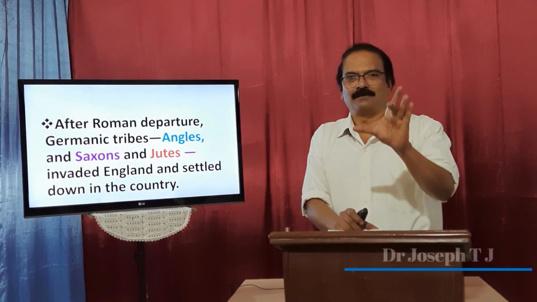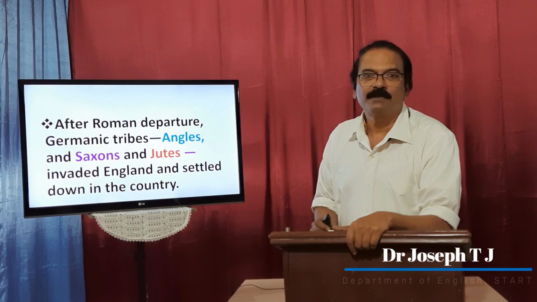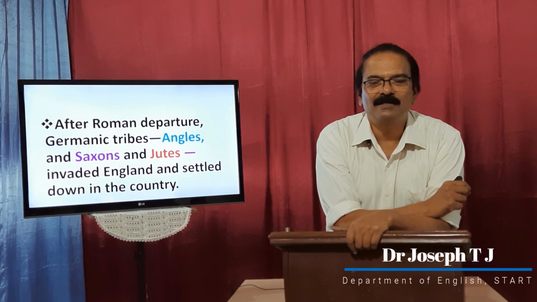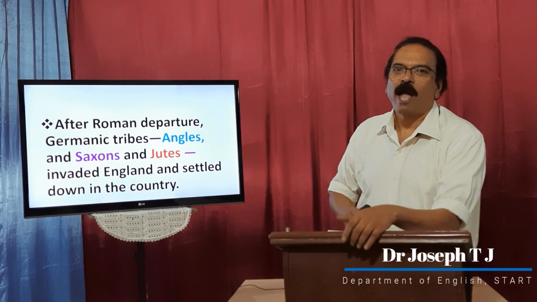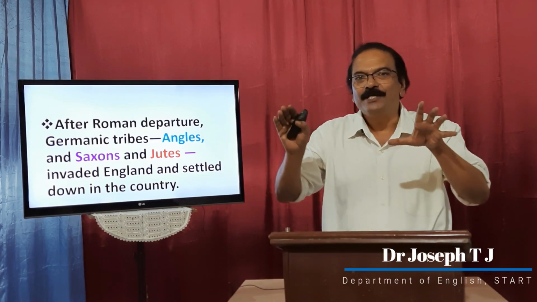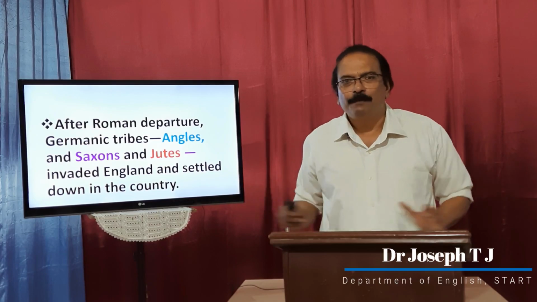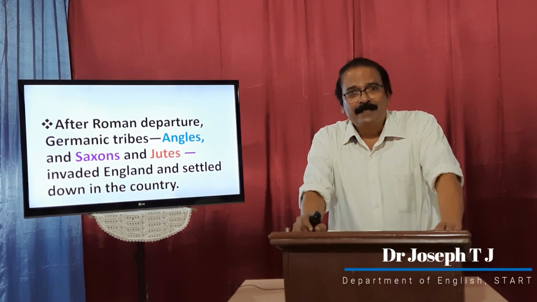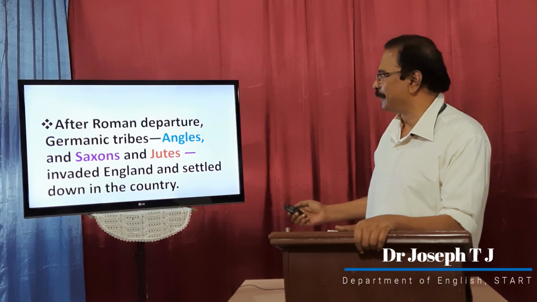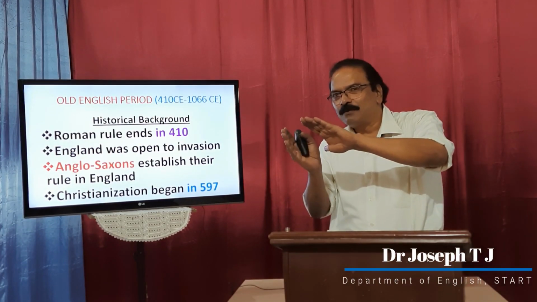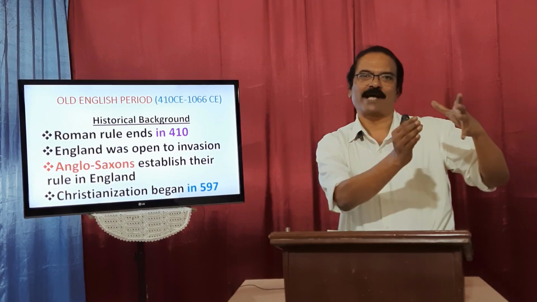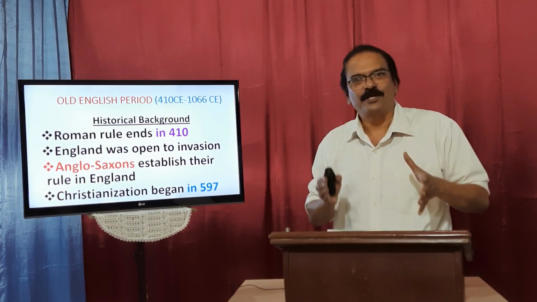After the departure of the Romans from England, three tribes came to England: Angles, Saxons, and Jutes, and they, in a way, conquered a major part of England and divided different regions among themselves. Who were these people? They were three predominant Germanic tribes from modern Germany. Okay. That's what happened before the Anglo-Saxon rule began. So, Anglo-Saxons are already here. Angles, Saxons, and Jutes.